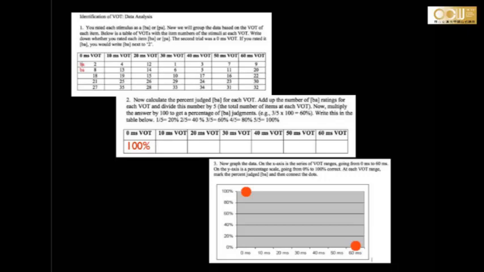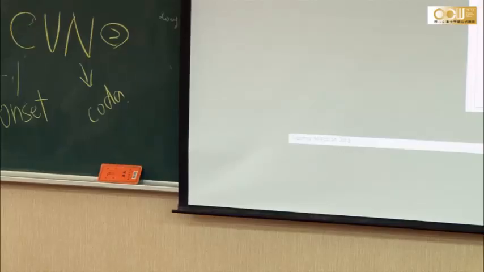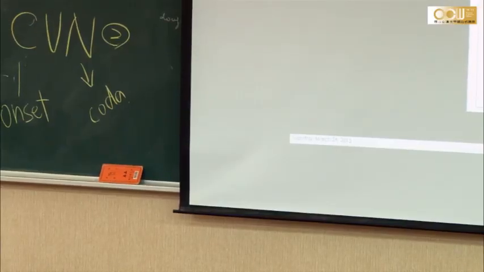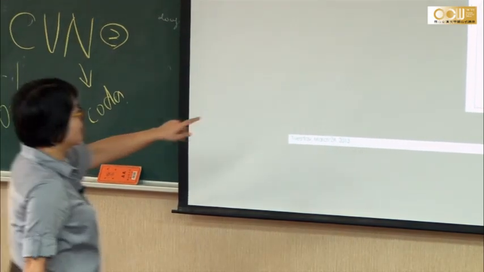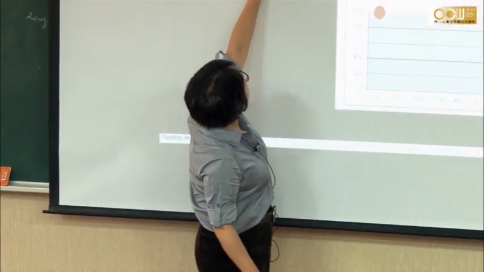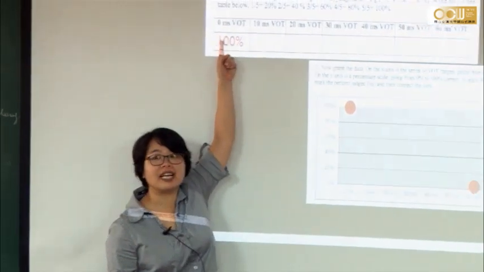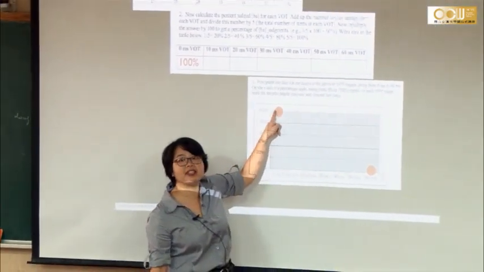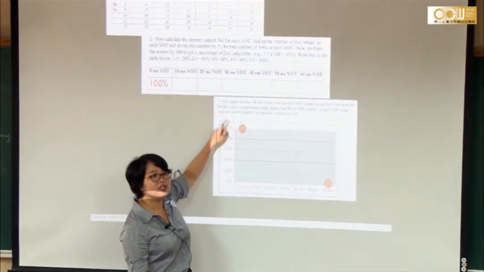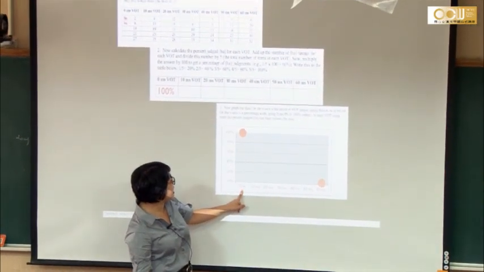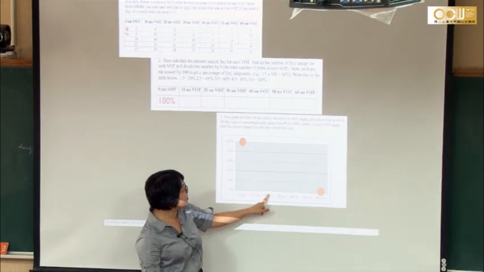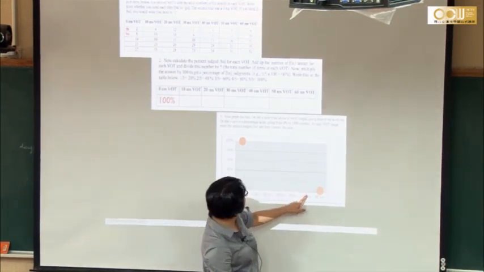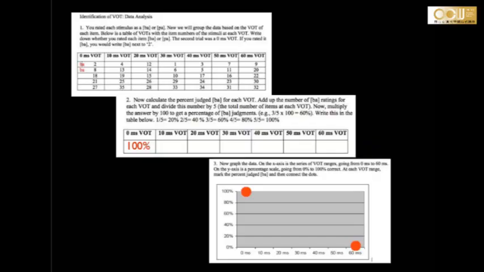You calculate out of 5 times how many times you said ba. And then when you're done, you can start putting dots. So the first column is 0 millisecond VOT. And then you can see, in terms of percentage, what was your percentage for the first column, second column, third, fourth, 5, 6, 7. Yeah, you mark the percentage to the corresponding column.